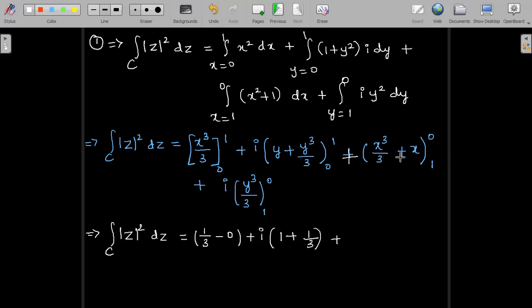When x is 0, the first term is 0, second term is also 0. Correct? 0 minus the lower limit, 1 by 3 plus 1. Upper limit minus lower limit. Again the last term i by 3 is a constant. Upper limit 0 minus lower limit, 1 cubed is 1. Now let us try to simplify this and write down the answer for the evaluation of the integral of |z|² dz.